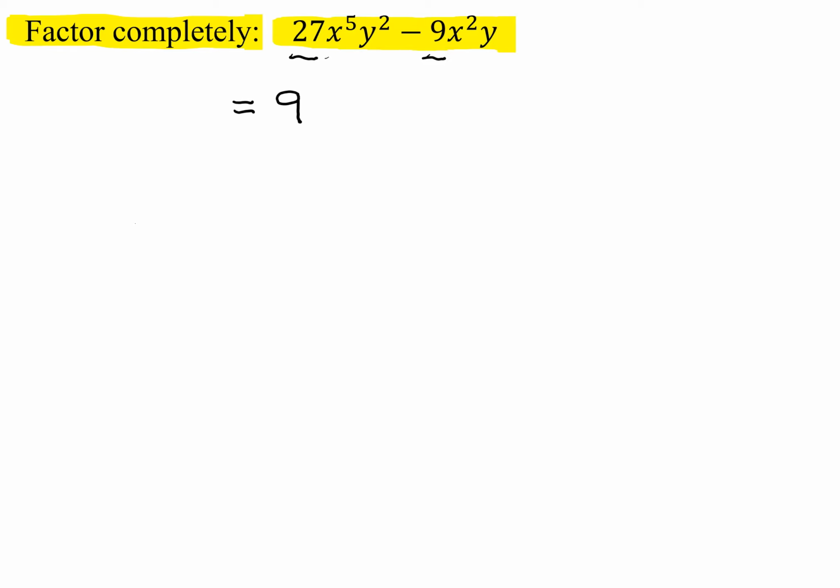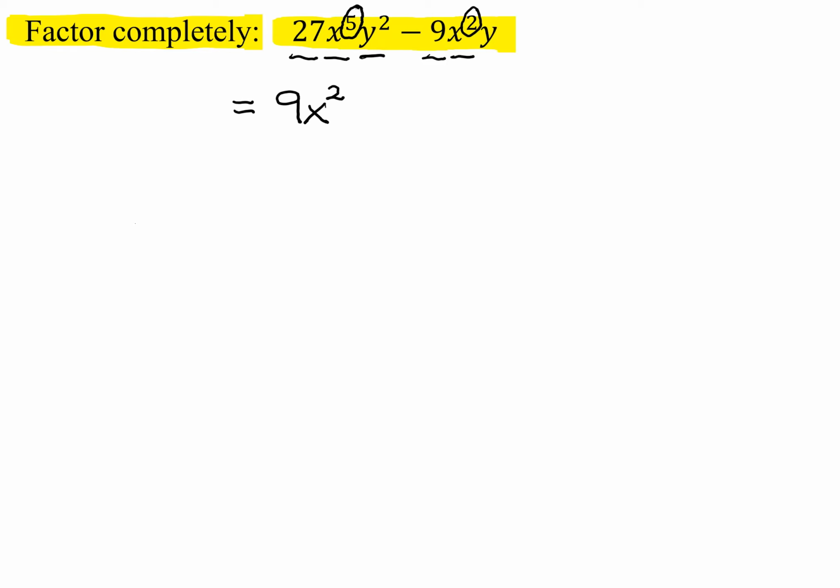Do they both have x's? Yes. So I can definitely pull out x to some power. And remember, how do you figure out which power you're going to pull out? You look at the smallest exponent on any of the x's. Well, is it a 5 or a 2? 2 is smaller than 5, so I can pull out an x squared.